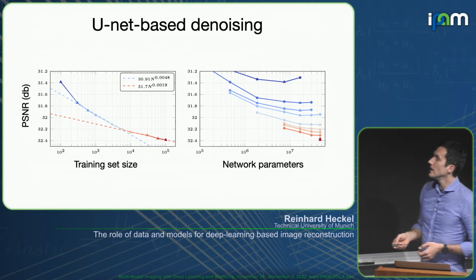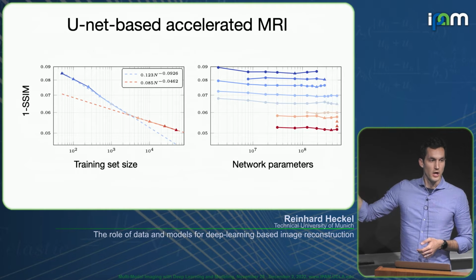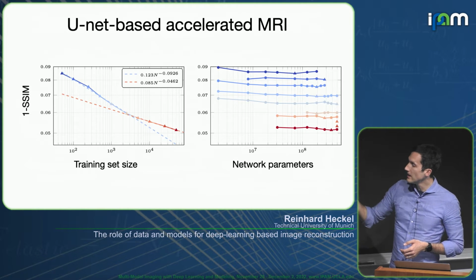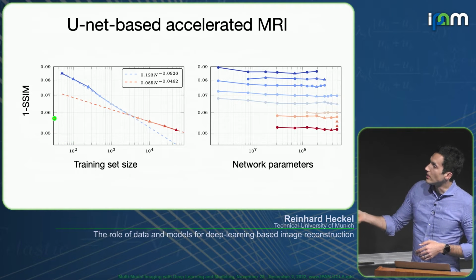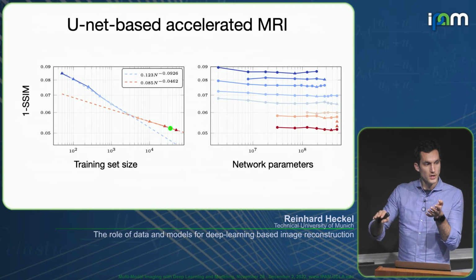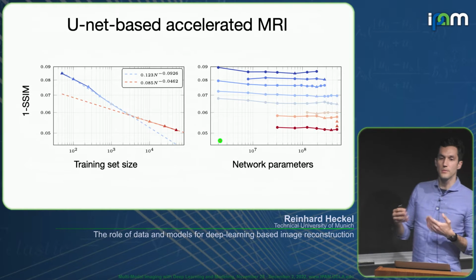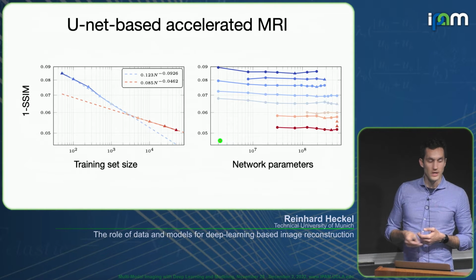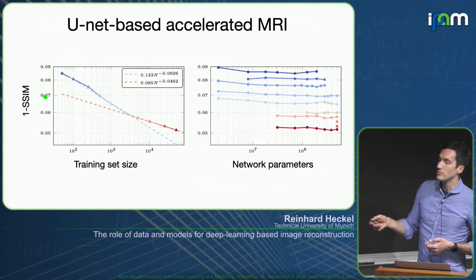Okay, so now let's look at another problem. Exactly the same experiment, but now for accelerated MRI. Again, a U-net, accelerated MRI, and same experiment, right? What you can see here is it behaves very similarly. Once we have a few thousand training examples, between 1,000 and 10,000, the rate of performance increase slows significantly. If we could increase this data set significantly further, we wouldn't expect much performance increase. And this time performance is measured in 1 minus SSIM, not in PSNR.